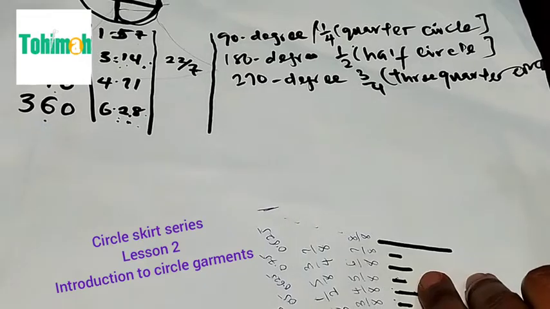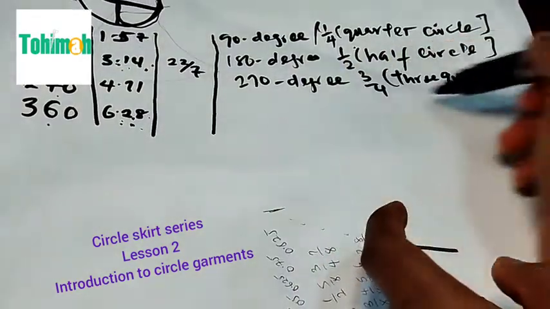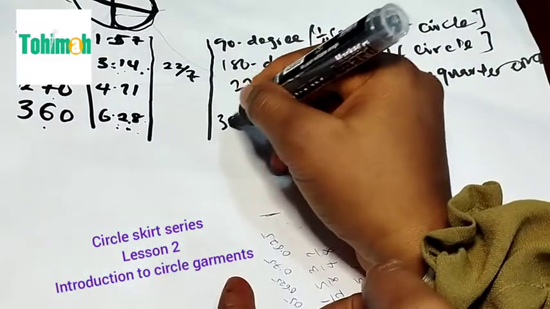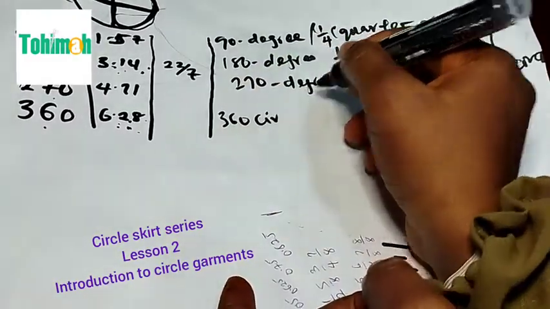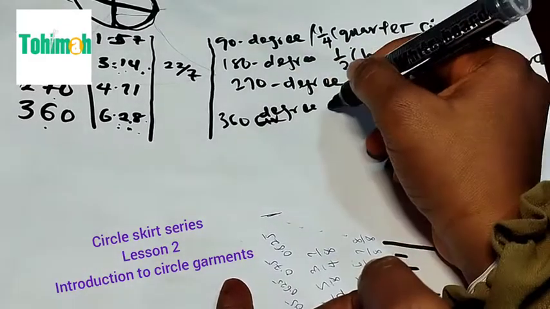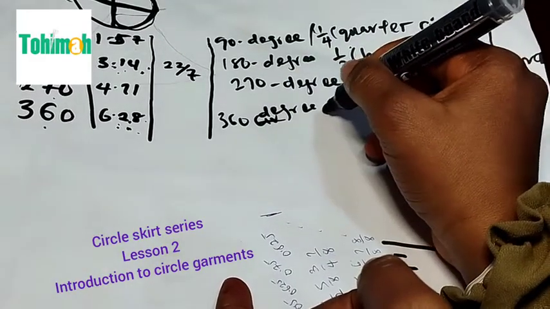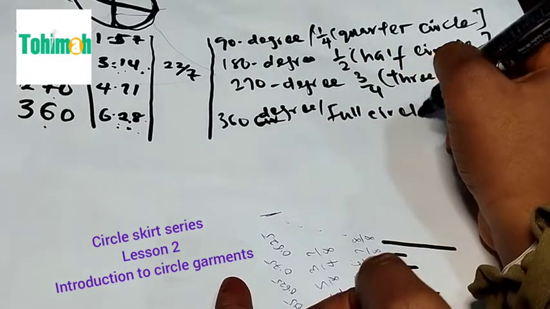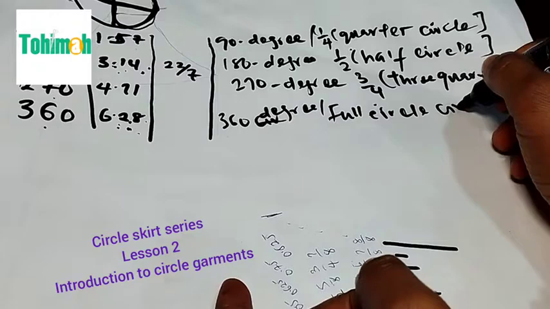Okay, so we have 270 degree. I've already indicated this. Then it's 360, that is 360 degree. Some people call it 360 degrees, some call it full circle. Okay, yeah, full circle. So this is full circle.